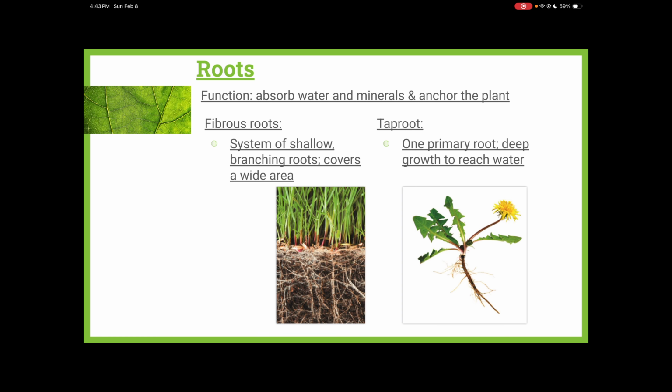You have 2 different types of root. You have a fibrous root, which are shallow and branching, and then you have a taproot, which goes deep into the ground to reach water. Okay, like a carrot is a taproot that we eat. It's one deep root that goes further into the ground to reach water. The fibrous roots, they spread out, right? So that they can get all of the water in a shallow area.